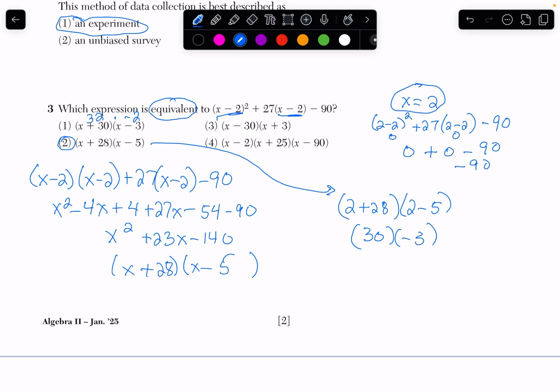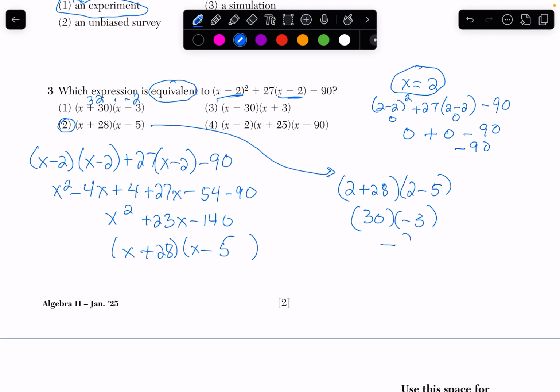Holy moly. Shut the front door. This one's equivalent to that one, so that also has to be done. Didn't have to do all the algebra. So when you see this word equivalent, and you have x's in both the answers and the questions, plug in a reasonable number. And just go ahead and do it.